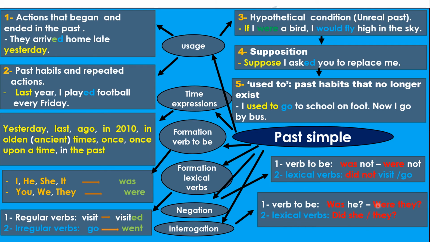Verb to be. He was becomes was he. They were becomes were they. We have what we call the inversion.